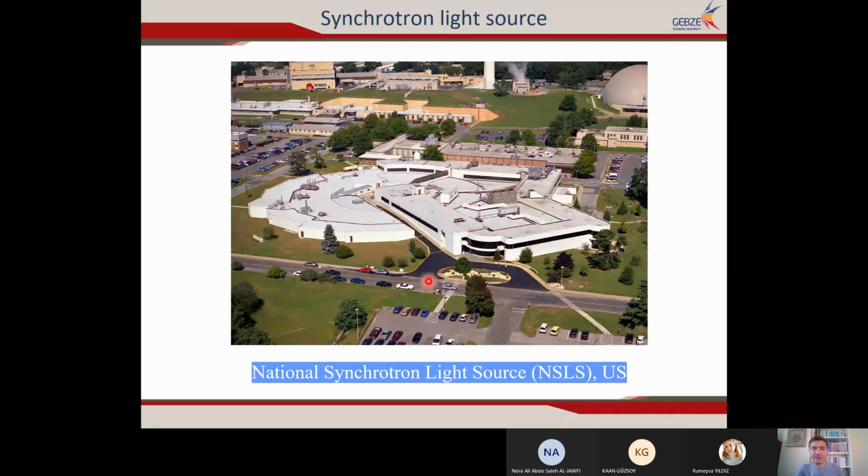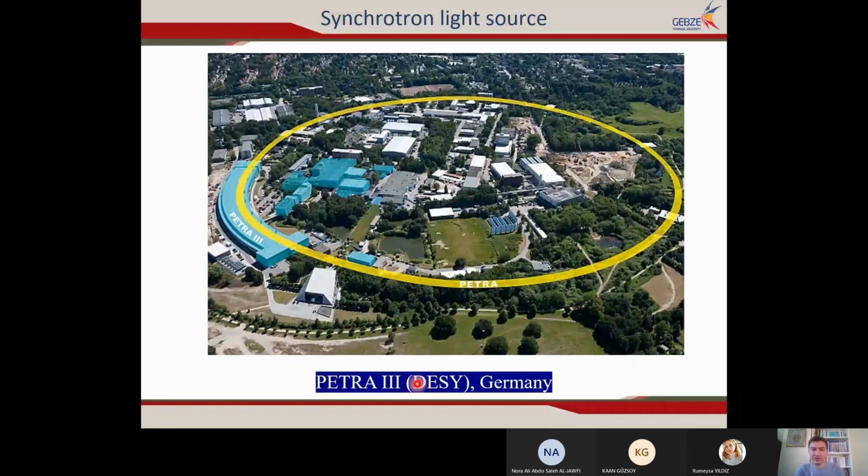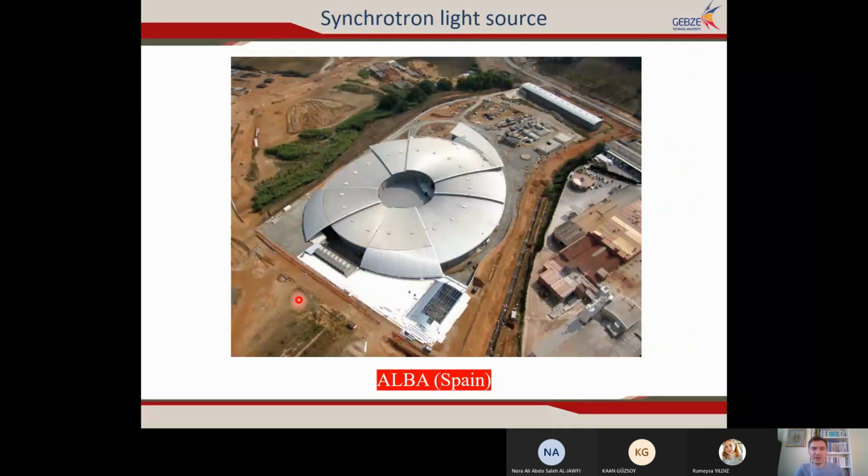And this is Petra 3 at DESY in Germany, which is the Deutsches Elektronen-Synchrotron laboratory in Hamburg. The name of this synchrotron light source is Petra 3, and there are many beam lines here. This is a huge experimental station area, okay, and there are many beam lines here in the Petra 3 building. So now let me show you another picture from Spain. This is the ALBA synchrotron light source.